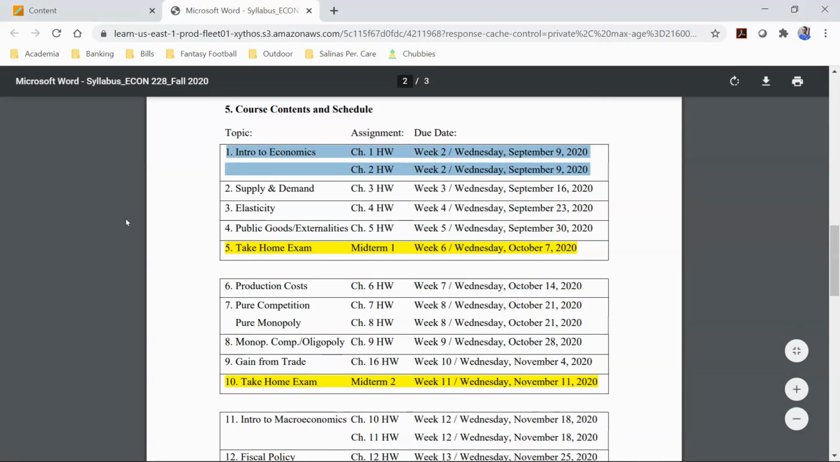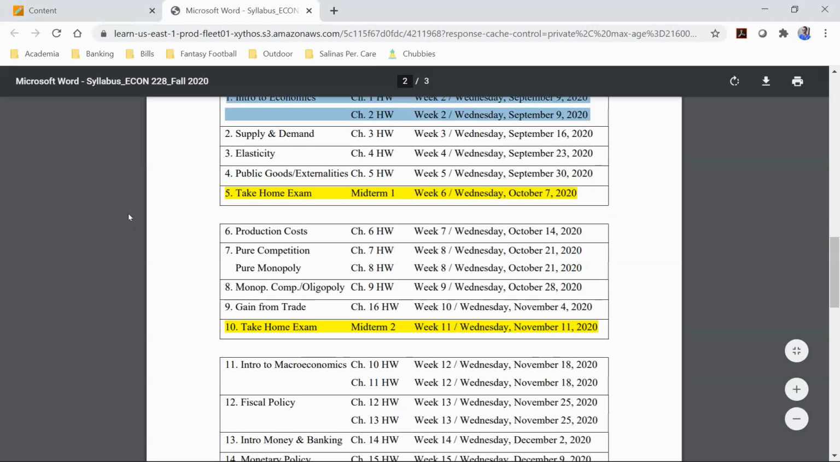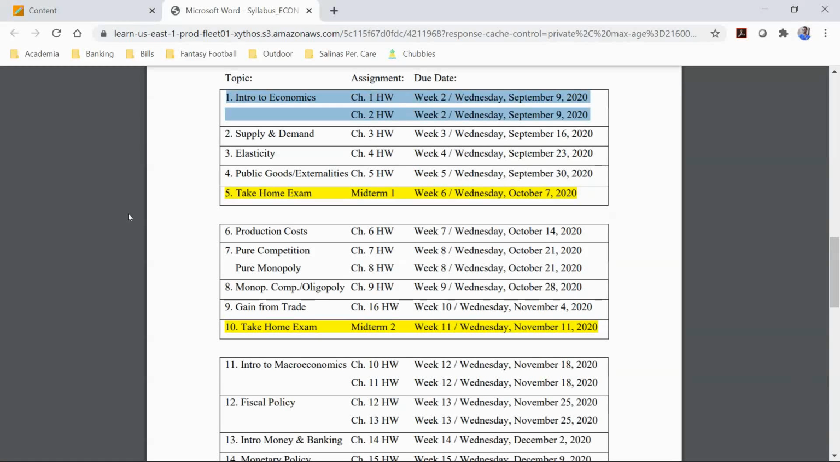Assuming we get to chapters 1 and 2, the homework will be due next Wednesday, and so on. The date you see here is the due date, so nothing's due today, and your first assignments are due in a week from today. So we'll try to stick to the schedule, assuming we don't get behind.